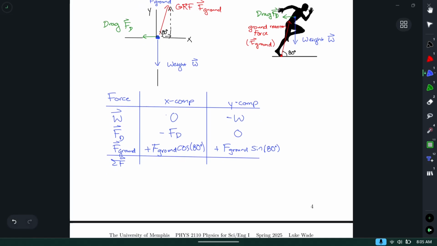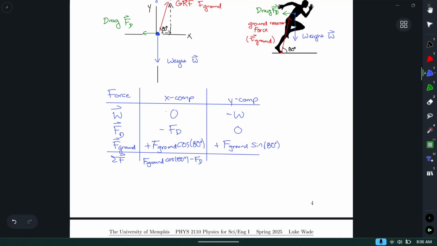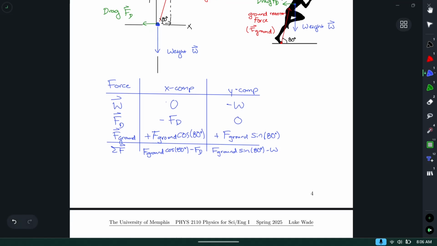And now we've got everything we need to find the net force. It is F ground cosine 80 minus F_D in the x direction. And then in the y direction, F ground sine 80 minus W. All right, what do we do with that? Well, we know this whole thing is our net force in the x direction. This whole thing is our net force in the y direction.